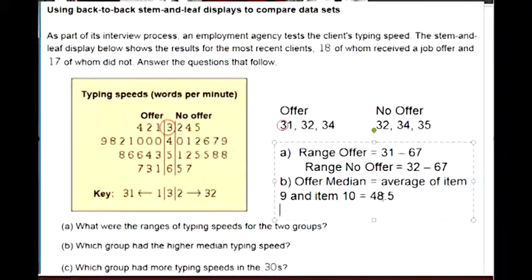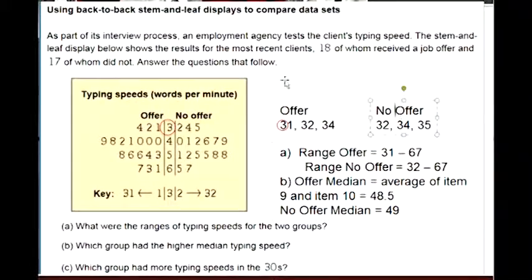So then the no offer median is going to be, now no offer has only 17. So half of 17 is the 9th number, because that would give you 8 on each side, and number 9 is the median. So counting from 32, 1, 2, 3, 4, 5, 6, 7, 8, 9 is 49. So the higher median is the no offer group.